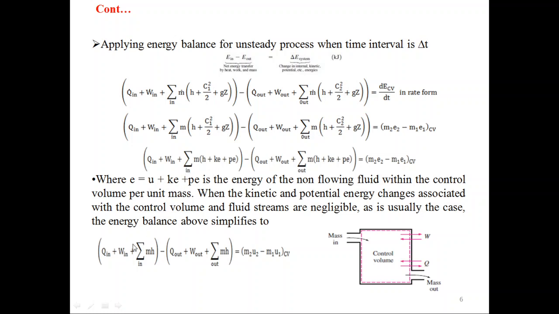So what do we get finally? Q in plus W in plus the summation of m into h, the enthalpy of all the fluid entering the control volume, minus this, which is for exit, will be equal to m2 u2 minus m1 u1 for the control volume. As you can see in the diagram, mass is entering and mass is leaving, and we have considered W as the work done by the system or on the system. Q is the heat transfer, and this is the control volume. So we have taken this as our control volume.